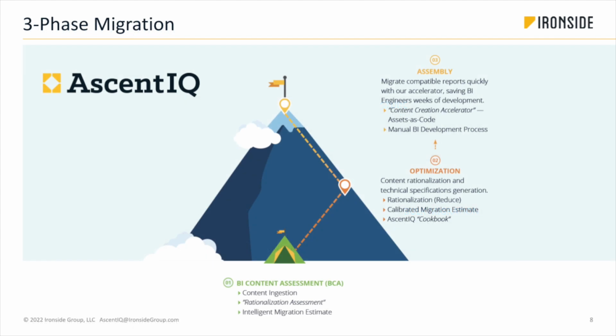And here's a more graphic or visual view of this process. So it's a 3-step process, and we actually start at the bottom. Step number 1 is the BCA, or BI content assessment. We're going to do content ingestion.